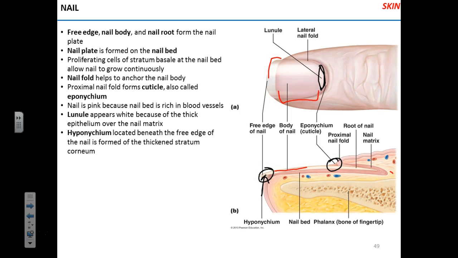So for the nail, know three parts: root, body, free edge. Know the proximal fold and its function. It holds the nail in. And know what the nail bed does. It's actually the structure which grows the nail. The stratum basale of the nail bed is why the nail grows.